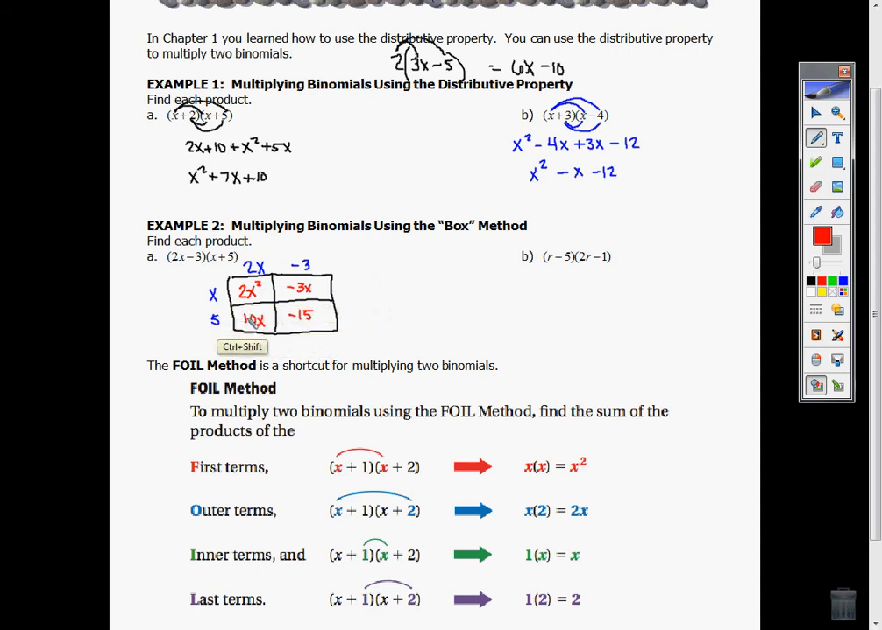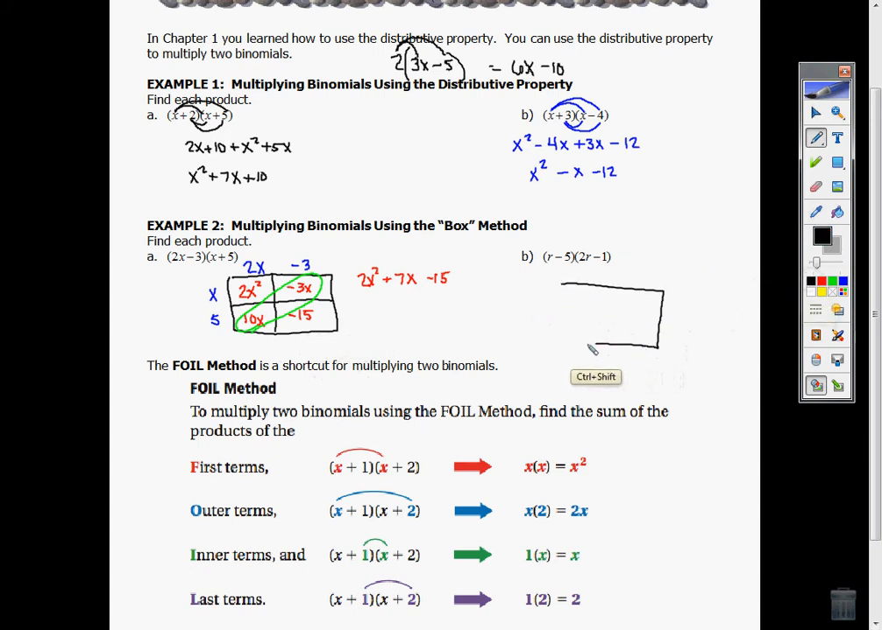Then I can take all of these products, and all I have to do is combine them and put them in the right order. Descending order means 2x squared goes first. I have quite neatly, in fact, like terms upon the diagonal, and that will happen every time. Negative 3x and positive 10x gets me plus 7x, and then negative 15. So that's a nice, neat way to keep things in order. And let's do it one more time just to make sure we've got it fully.